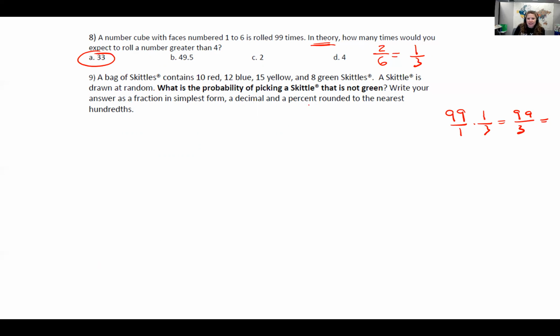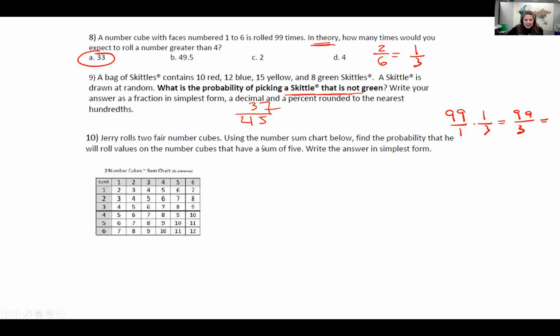What's the probability of picking a Skittle that is not green? So how many Skittles are there? There's 22, 22, 30, 45 Skittles. And if 8 are green, that means what? 37 are not green, and it asks for a fraction, decimal, and percent.